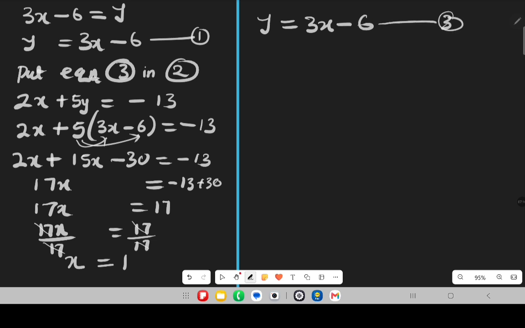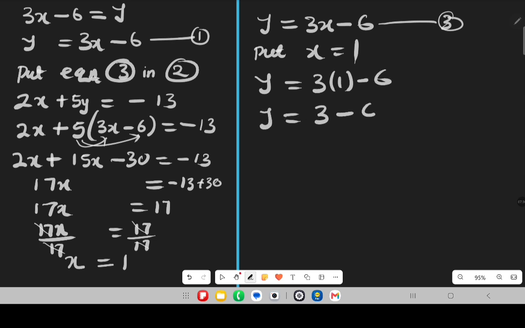Equation 3. Put x equals 1. We have y equals 3, in place of x we put 1, minus 6. y equals 3 minus 6. y equals minus 3. When you say 3 minus 6 gives us minus 3. Therefore, x equals 1 and y equals minus 3.